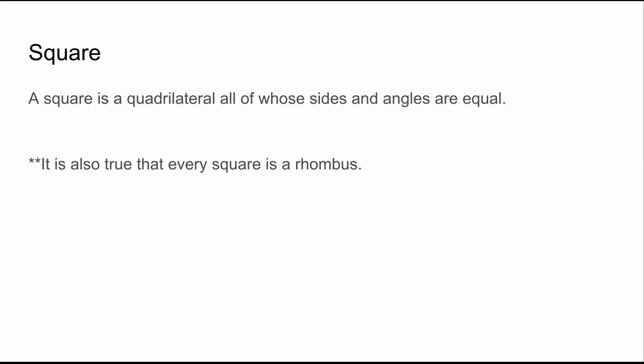A square is a quadrilateral, all of whose sides and angles are equal. So all sides are equal, all angles are equal. It is also true that every square is a rhombus because rhombuses have all equal sides and all equal angles as well.